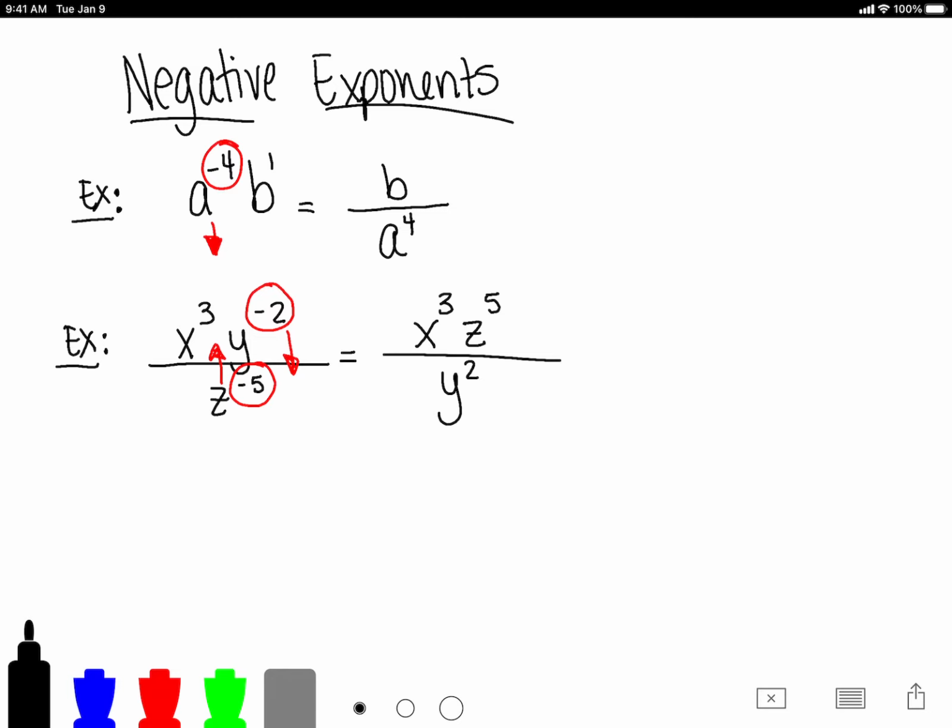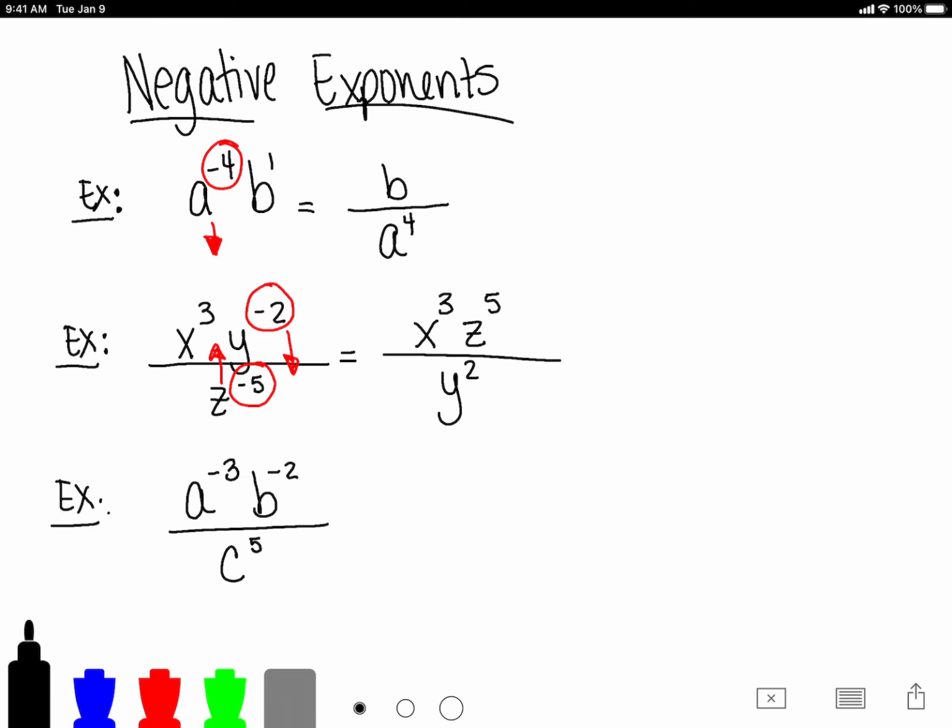Again, I have all 3 different letters, so I couldn't combine anything. Let's take a look at one more example. Say I have a to the negative third, b to the negative second, and c to the fifth. All right, so copy that problem down.